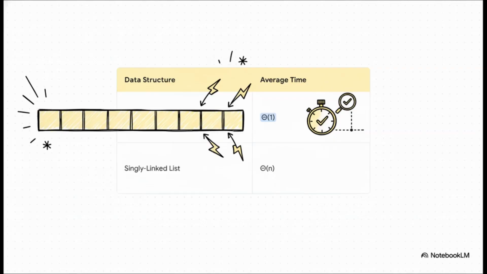You see this Theta of 1 thing? Don't let the fancy symbol scare you. It just means constant time. Basically, it's instant. Getting the 5th element takes the exact same tiny amount of time as getting the 5 millionth element. It's a direct jump, thanks to that neat memory layout.